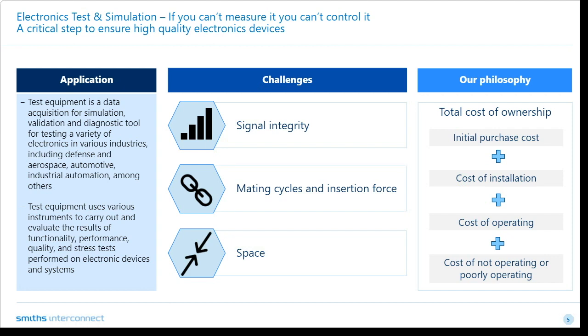Now, when we talk to various end-use applications, and as I said, those end-use applications can cut across multiple industries, there are certain themes of challenges that in some way resonate across all the different applications in various industries. The first one I would say is signal integrity. The second one is mating cycles and insertion force. And the third one is space, in the sense of how big or small the connector is.